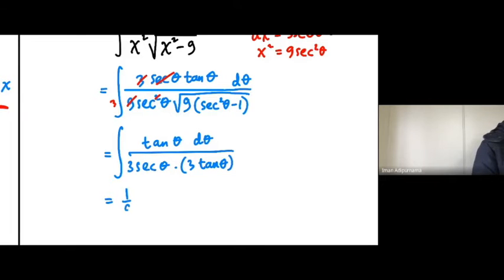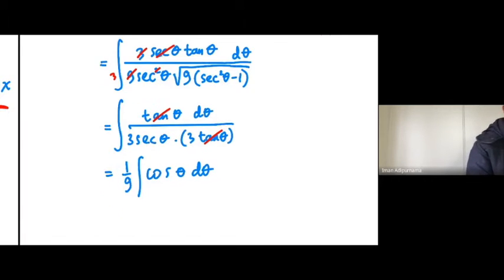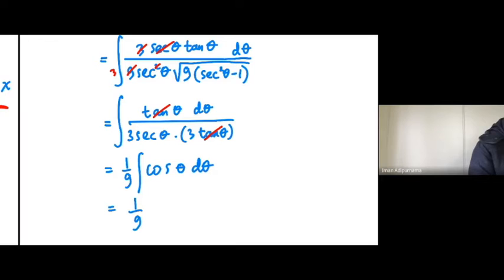So it becomes 1 over 9. Let me cancel tangent. And then 1 over secant theta becomes cos theta d theta. And this is 1 over 9 sine theta plus C. It depends on the conditions, but usually we need to turn back to the original variable. We have theta here, but the question is in x, so we need to change theta to x.